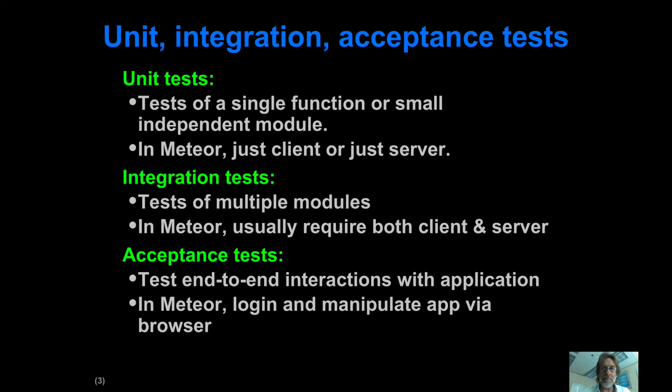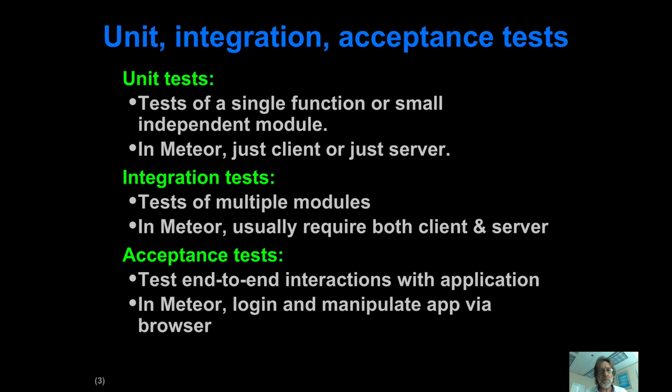So there's three levels. There's a lot of different ways to slice up the pie of testing, but three common ways that are particularly applicable in the case of Meteor and web application development are unit, integration, and acceptance tests. The unit tests are the smallest ones, where you're testing literally maybe just a single function or a single collection in your database or something like that.